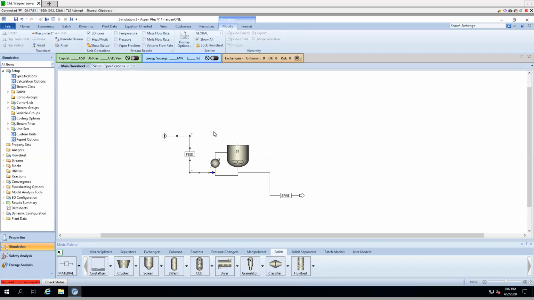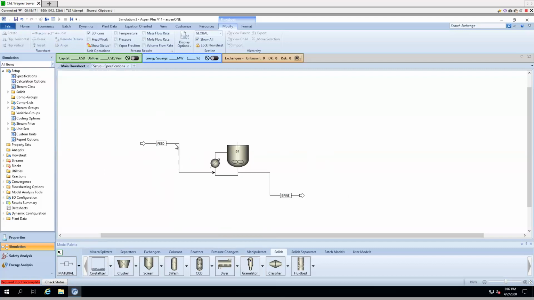Another thing you can do, let's say you hadn't made a stream beforehand. You go under material, click your material stream, click on this red arrow and then drag that away. That does the same thing. So I'm going to rename this feed again. So this is our entire flow sheet, right? In terms of the amount of things we'll have on here, this is all there is.